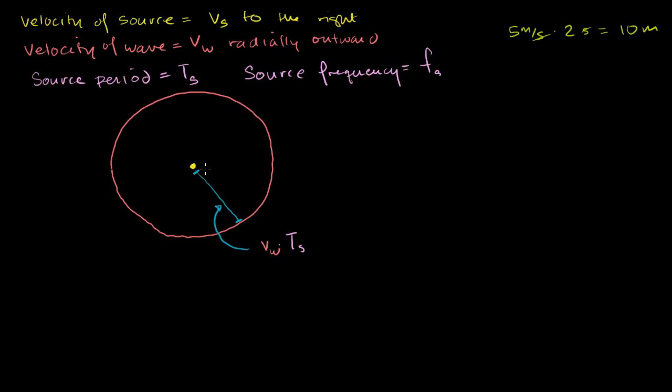I know it's abstract, but just think, this is just a velocity times a time. If this was moving at 10 meters per second, and if the period is 2 seconds, this is how far it will have gone: 20 meters after 2 seconds.